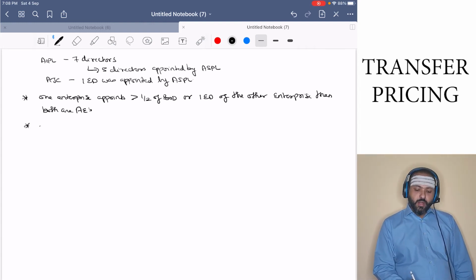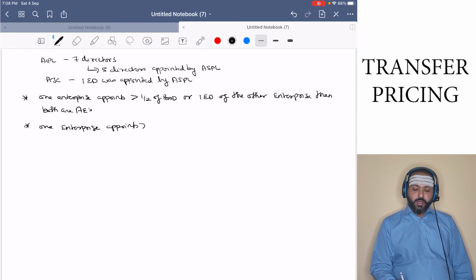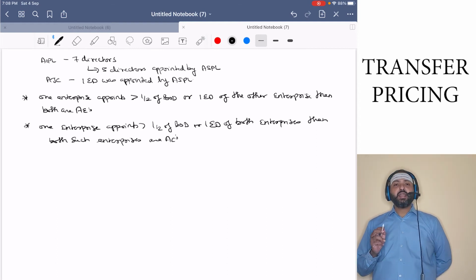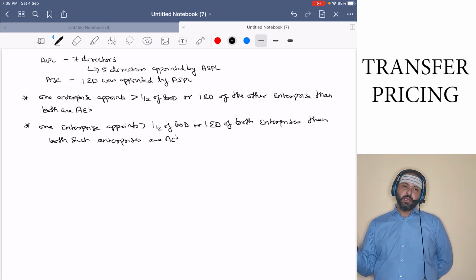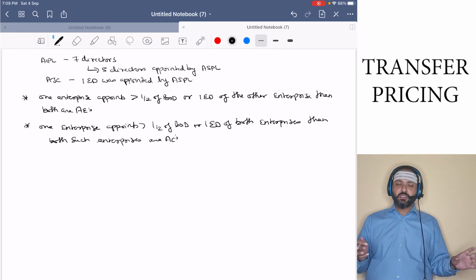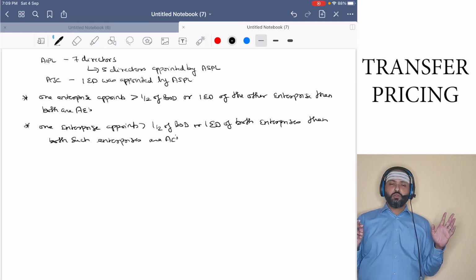Consequently, if one enterprise appoints greater than half of the board or one ED of both enterprises, AJC as well as AIPL, then both such enterprises are AEs. So what will happen? In this case, AIPL's more than half the board is appointed by ASPL, and for AJC one executive director is appointed by ASPL. So what will happen in this case? Both AJC and AIPL will still continue to be associated enterprises. The sale of 16 lakhs will be under scrutiny of transfer pricing, and the purchase of 16 crores will be under the scrutiny of transfer pricing. Purchase of 12 crores will be under the scrutiny of transfer pricing.